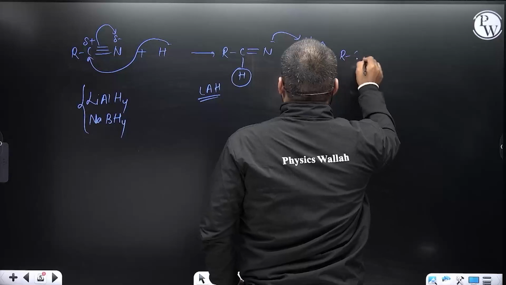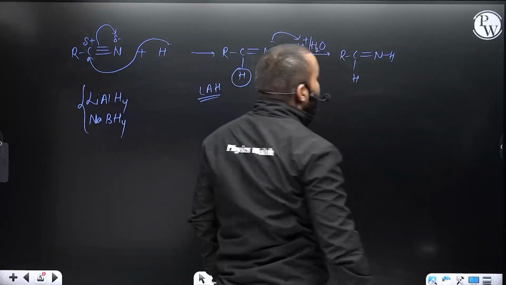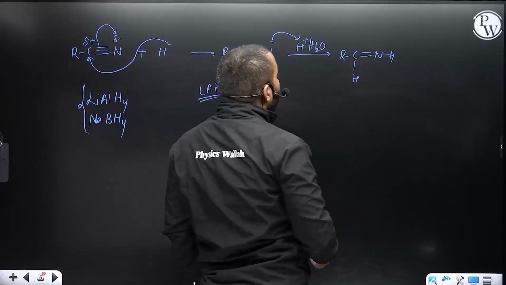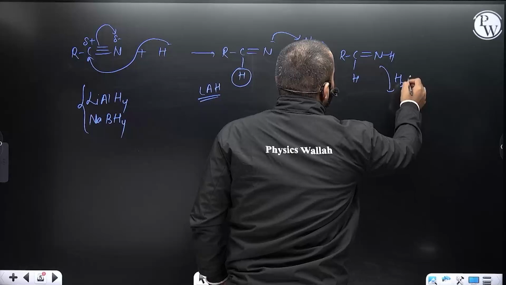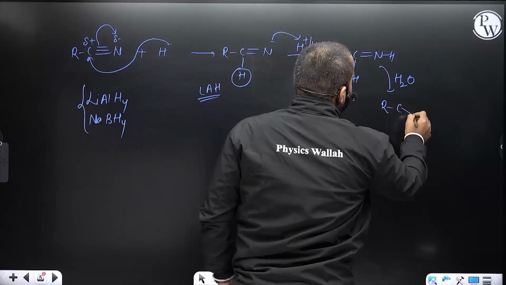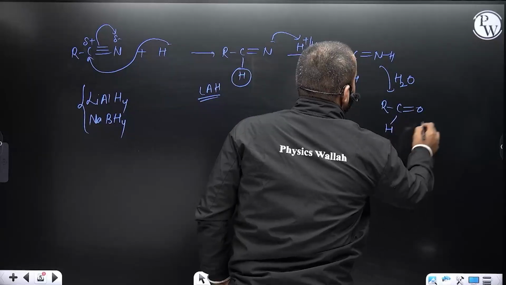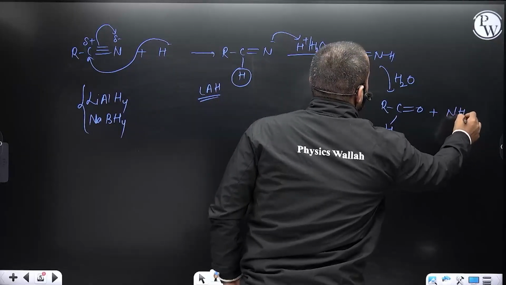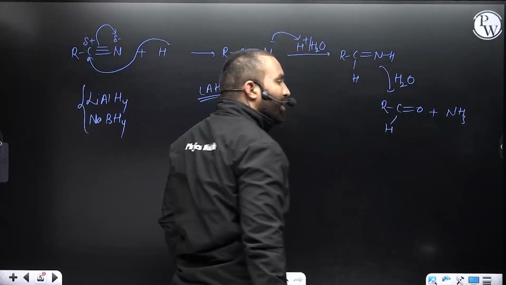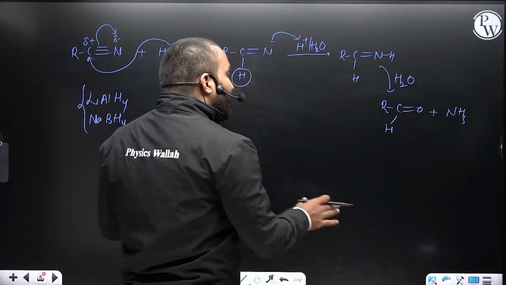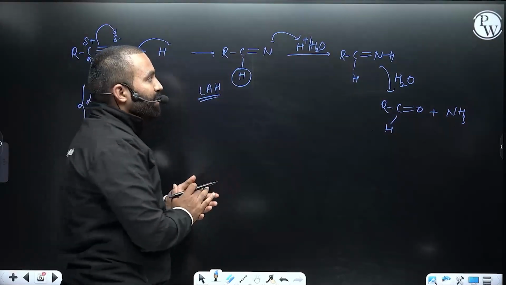The compound obtained is R-C double bond NH, and there is hydrogen already present. Recall guys, I told you that this compound is water sensitive. Upon addition of water, you will obtain an aldehyde plus ammonia. This is one way of reacting. But did you get an amine here? No, you have obtained ammonia here. Did we intend to prepare ammonia or amines? We are going to make amines here.